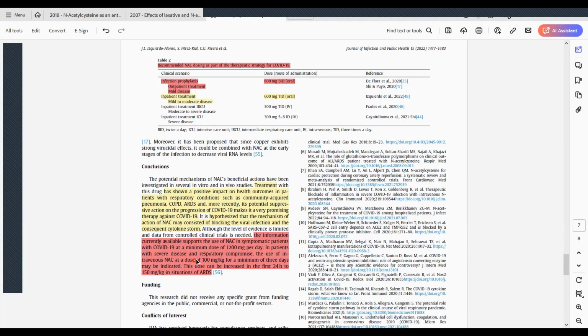In patients with severe disease and respiratory compromise, the use of IV NAC at a dose of 100 milligrams per kilogram of body weight for at least 3 days may be indicated. And if they have a cytokine storm, they could up that dose even after 24 hours. So this is a study in a big journal, Infection and Public Health, saying, hey, NAC has been shown effective against viruses and against the most recent relevant virus that we all know about.